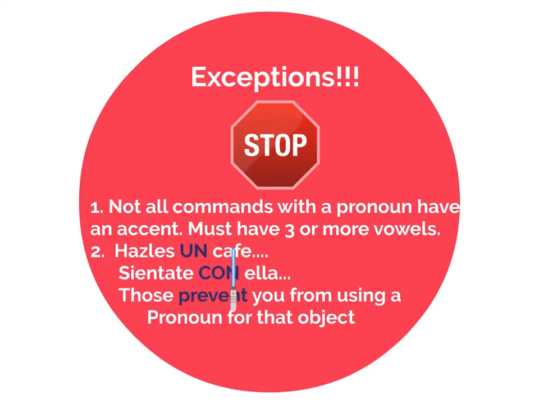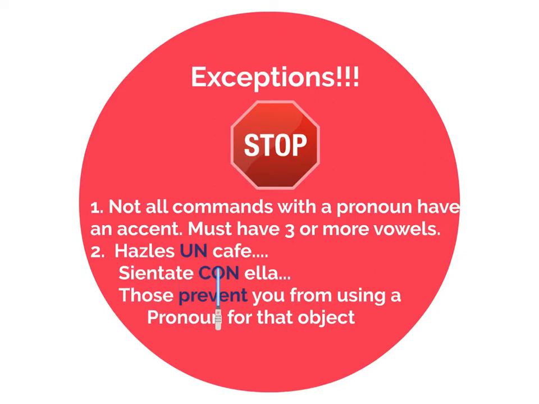Hazles un café. Well, un is one of those words that prevents you from using this pronoun for that object. Con ella, the word con also prevents you from using this as an object. So, hazles un café. Make a coffee for them. I couldn't say hazleslo, meaning un café, unless this was el. Then I could. But un for 1 coffee, that stays the same.